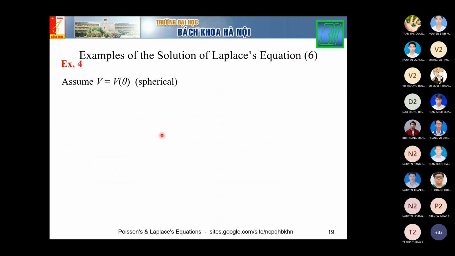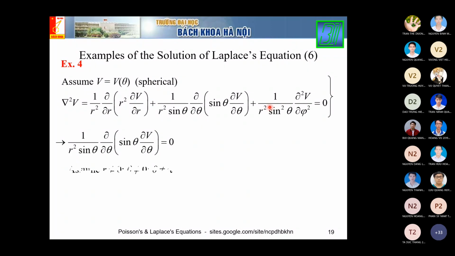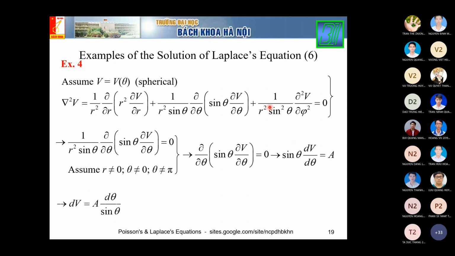The last story is about the spherical coordinate system. Let's suppose that V depends only on theta. This is the expansion of the Laplacian in this coordinate system. Because V depends only on theta, we can delete the first term and the last one on the left side to have this. You can take the integration of both sides twice to have the solution.